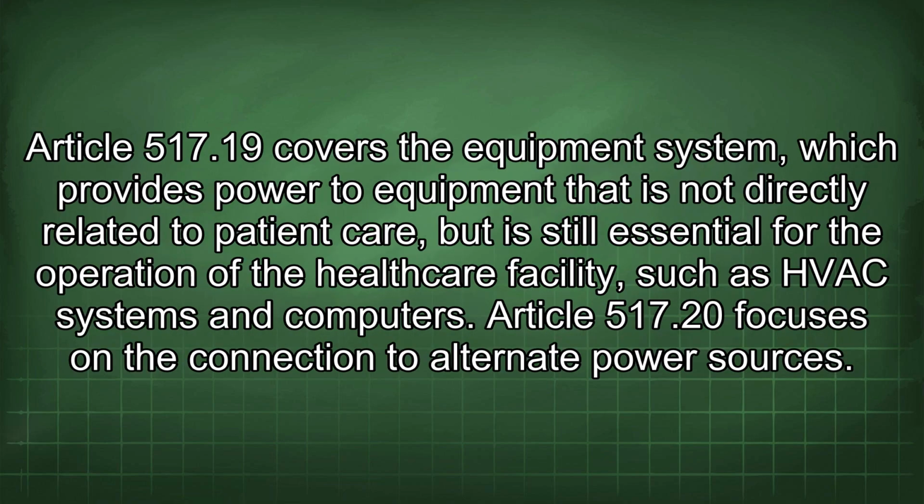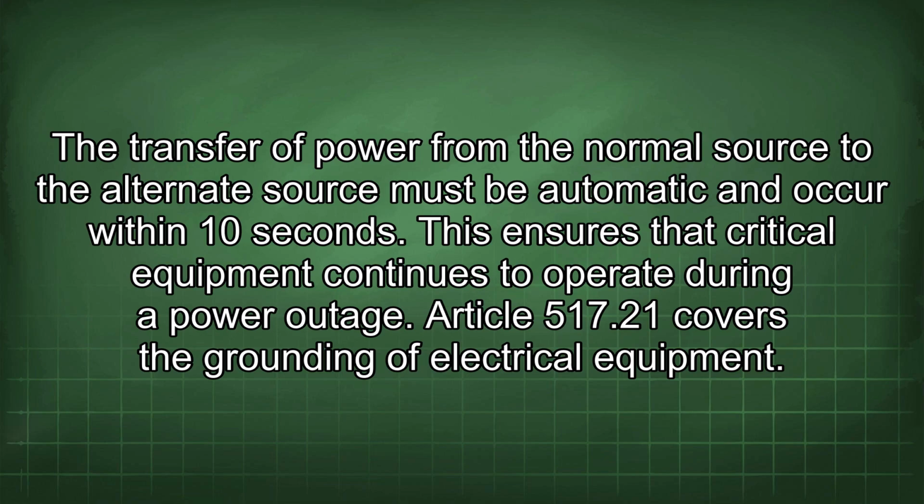Article 517.19 covers the equipment system, which provides power to equipment that is not directly related to patient care, but is still essential for the operation of the healthcare facility, such as HVAC systems and computers. Article 517.20 focuses on the connection to alternate power sources. The transfer of power from the normal source to the alternate source must be automatic and occur within 10 seconds. This ensures that critical equipment continues to operate during a power outage.